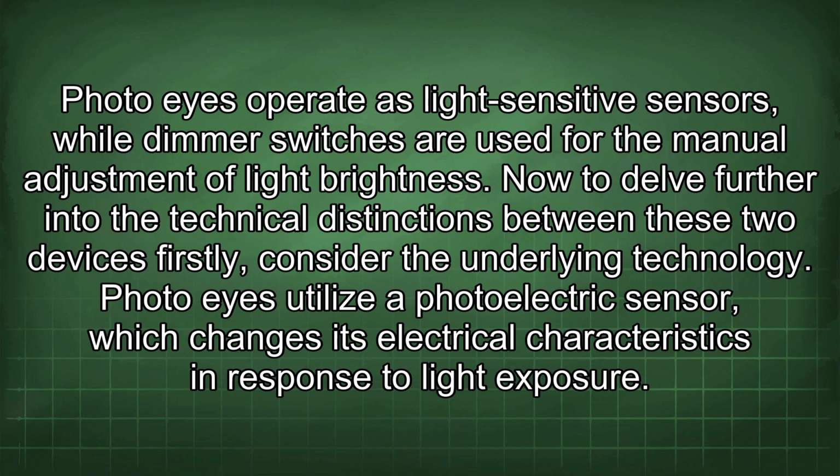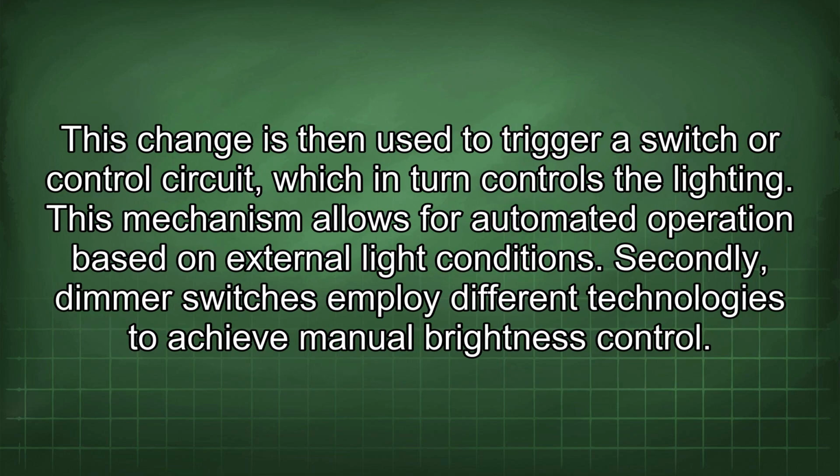Photo eyes utilize a photoelectric sensor, which changes its electrical characteristics in response to light exposure. This change is then used to trigger a switch or control circuit, which in turn controls the lighting. This mechanism allows for automated operation based on external light conditions.